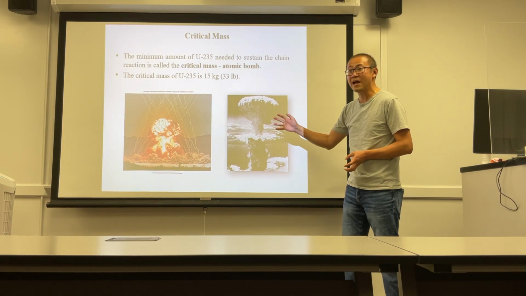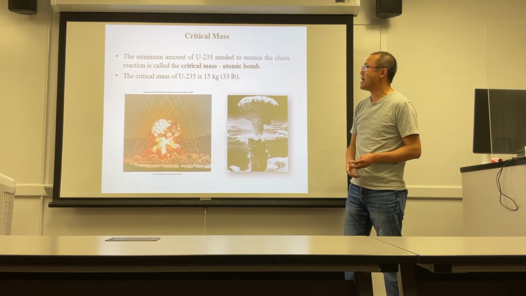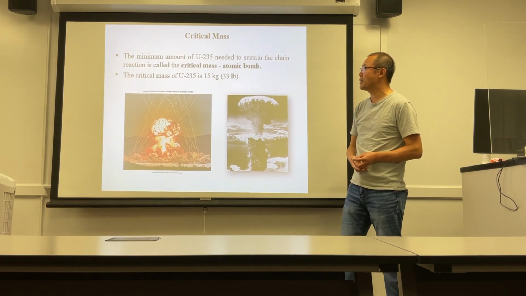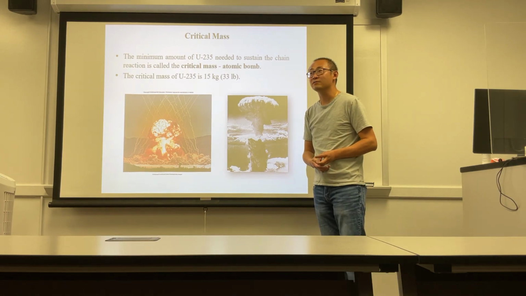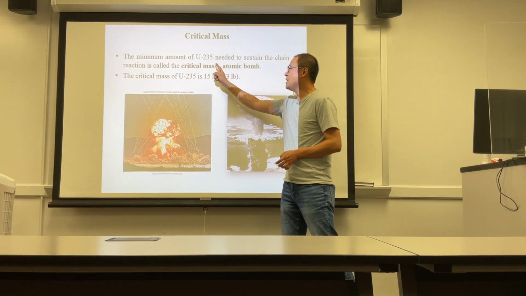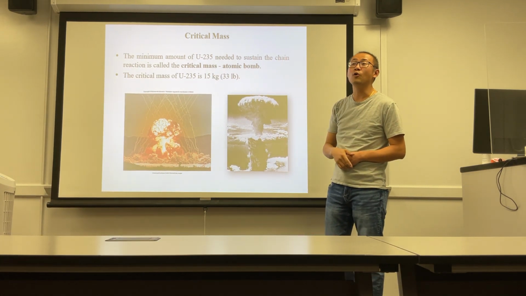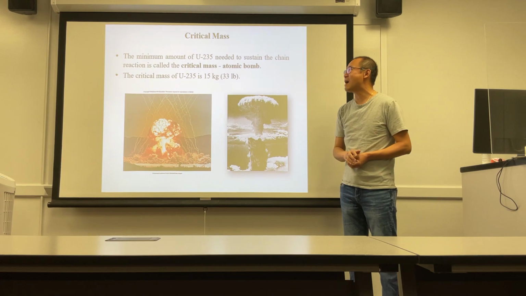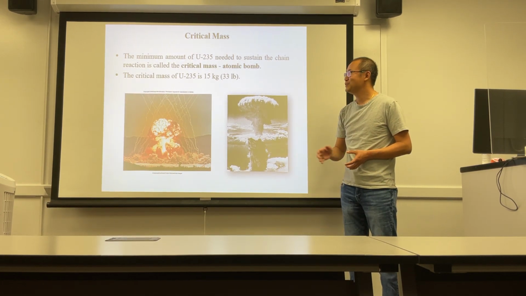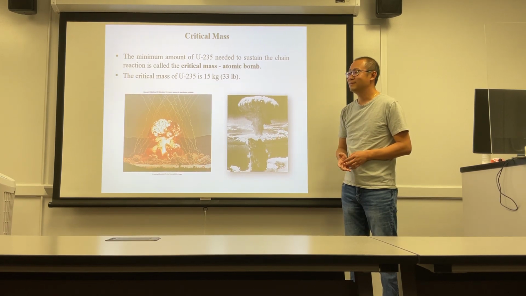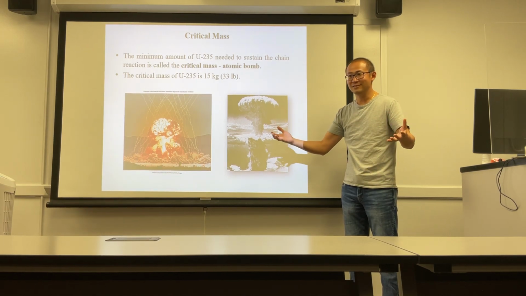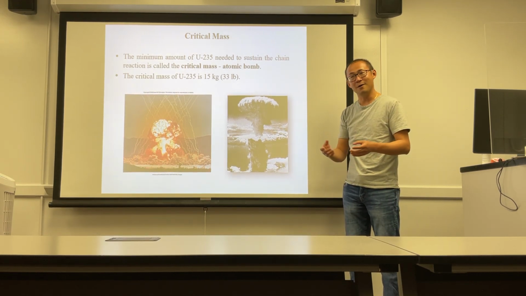In order to sustain that chain reaction here, you at least need 15 kilograms of uranium-235. If you have that amount, you basically have an atomic bomb. And that mass is called the critical mass. If you have 15 kilograms, around 33 pounds of uranium-235, you got an atomic bomb. Think about how much. 33 pounds, not a lot, right? Just a piece of uranium, you get an atomic bomb.